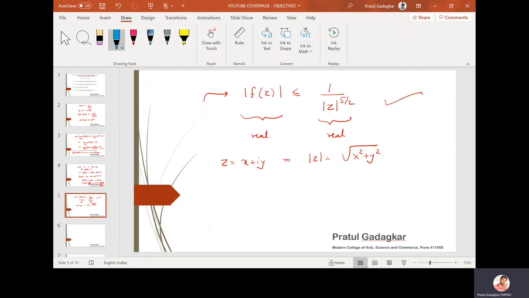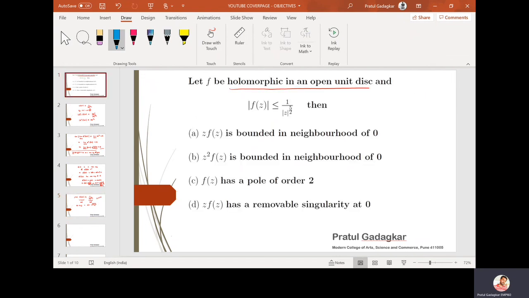So I hope that now the entire graphical presentation is also understood, and therefore we conclude what the correct options are for this particular problem. Option B is correct, that z square f z is bounded in a neighborhood of 0, and f also has a pole of order 2. So the options are B and C.